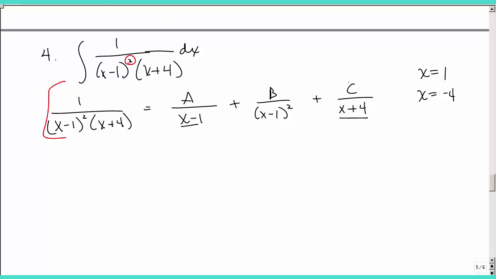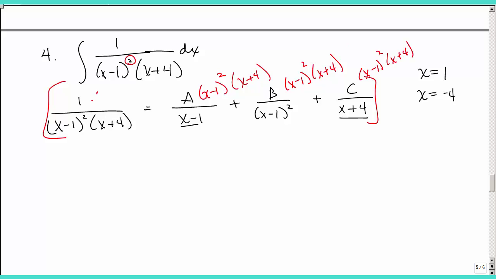So again, I take this, and this is where most students make a mistake. You're multiplying each term. I'm going to write it out like I do in my baby algebra class. x minus 1 squared times x plus 4, x minus 1 squared times x plus 4, x minus 1 squared times x plus 4. And same thing over here. Okay, you're multiplying everything by that common denominator and reducing.